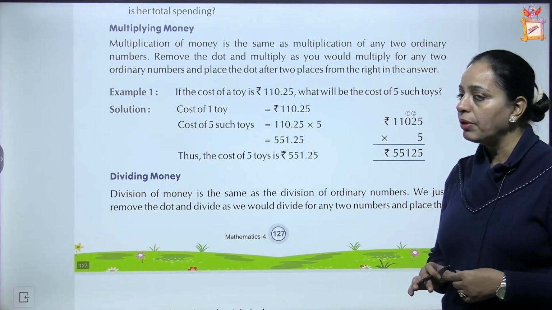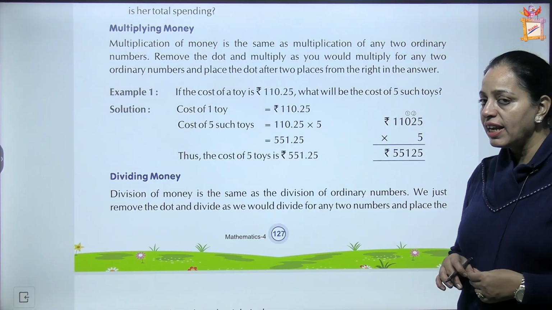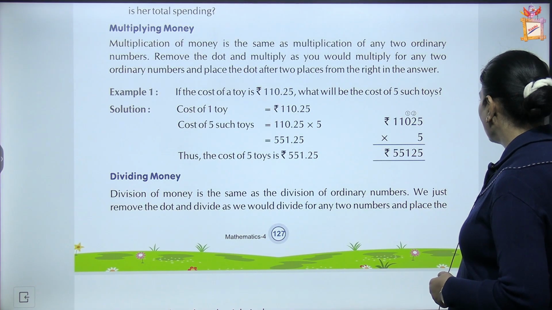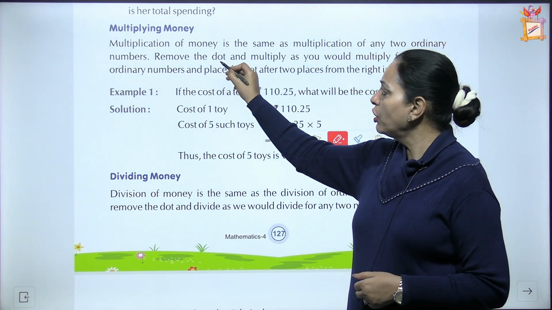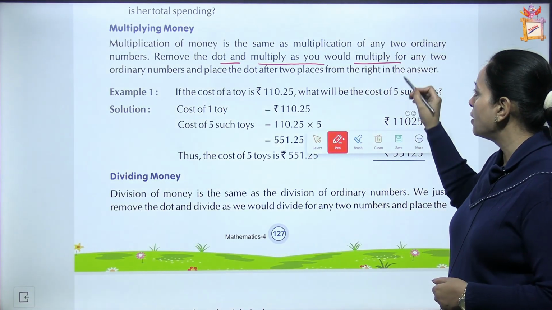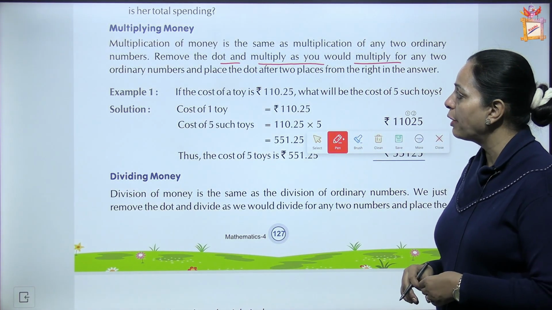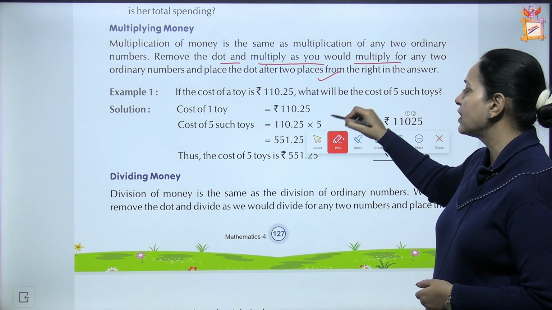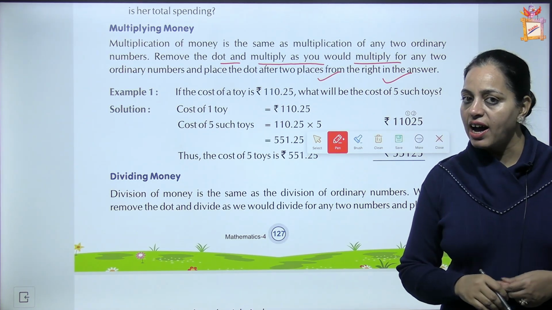Now multiplying money. Multiplication of money is the same as multiplication of any two ordinary numbers. Remove the dot and multiply as you would multiply for any two ordinary numbers and place the dot after two places from the right in the answer.